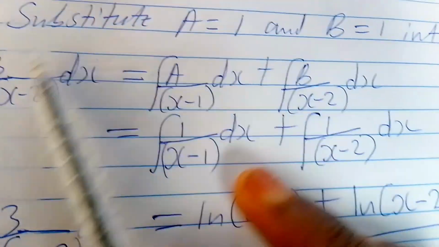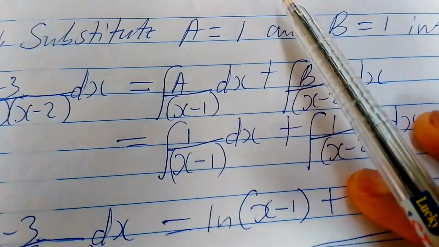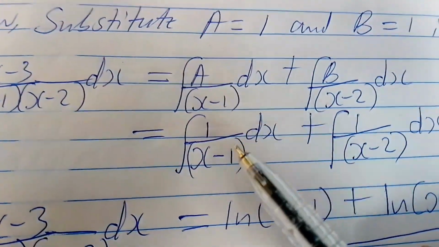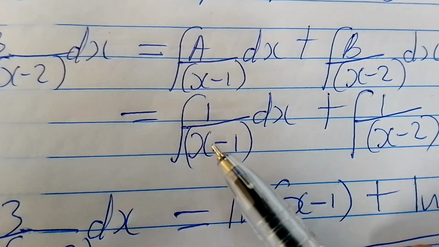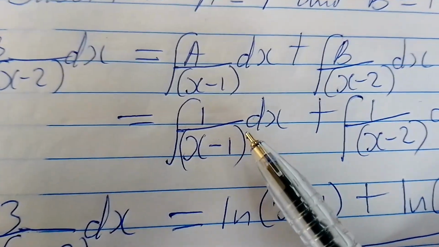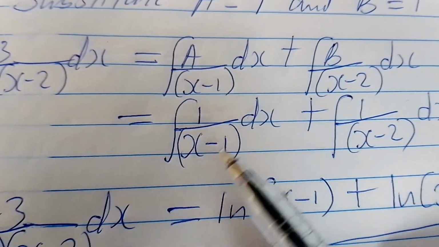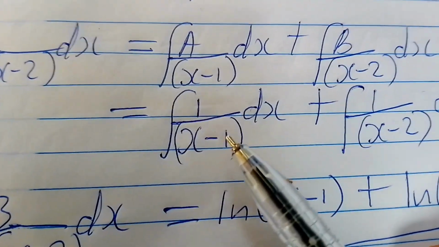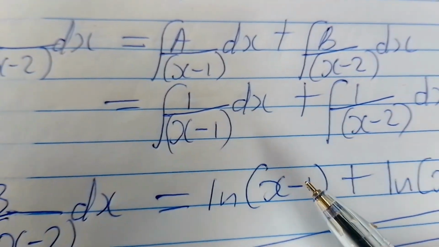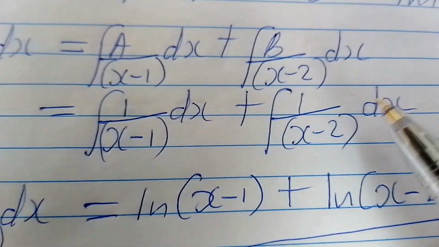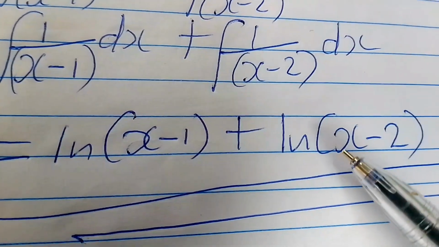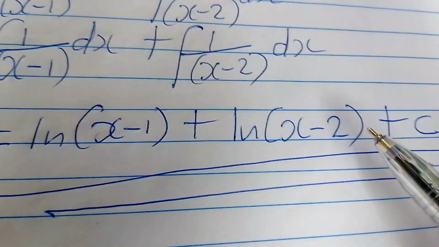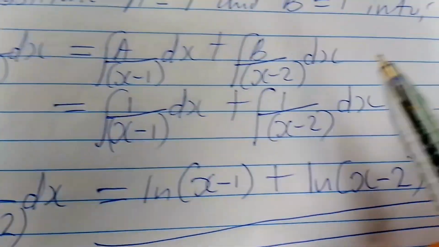Now you know that by the method of integration, the integral of 1 all over x is going to give us ln x. But here the denominator is not x, it is x minus 1. So in the same case, the integral of 1 all over x minus 1 is going to give us ln of x minus 1, plus the integral of 1 all over x minus 2, which gives ln of x minus 2, plus c, which is our constant of integration.